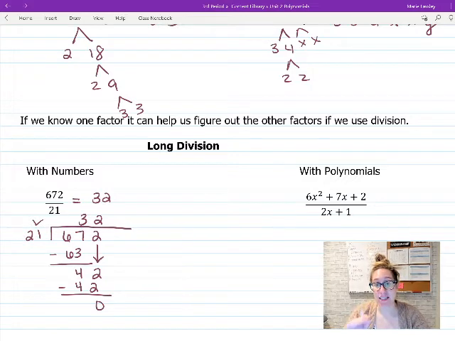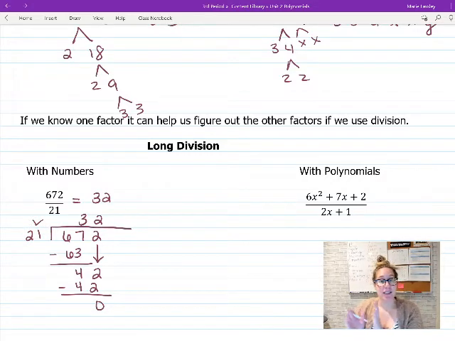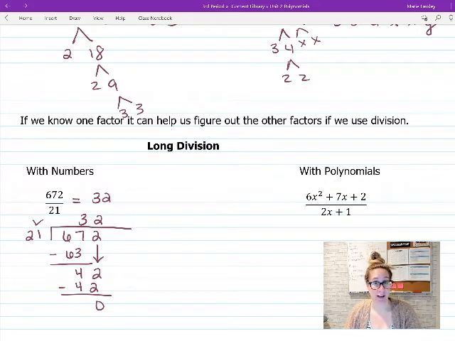Now, it is a very similar technique when you're doing this with polynomials. So just remember the pattern. We said, okay, how many times does this go into this number? It goes in this many times. We write it up top, then we multiply, then we write that number underneath, then we subtract, and then we repeat. That's the exact same technique we're going to use for polynomials.